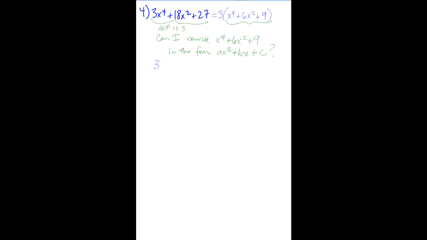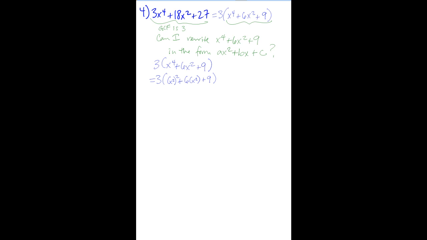So I've got 3x to the 4th plus 6x squared plus 9. Is there a way to write that inner part? Well, how could I write x to the 4th as something squared? Well, I could write it as x squared squared. And 6x squared I could rewrite as just 6 times x squared. And then 9 still works.